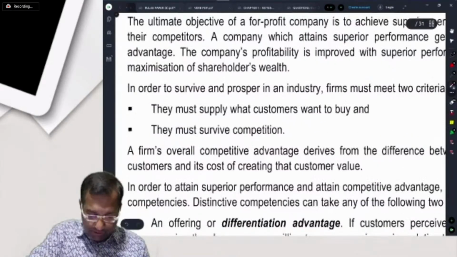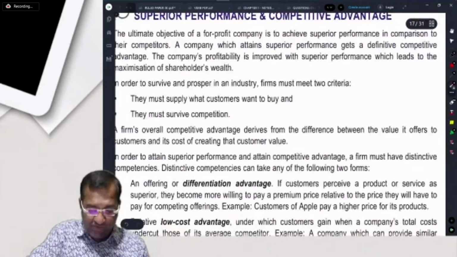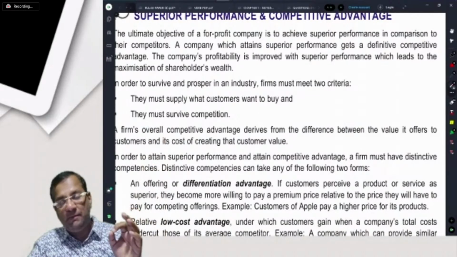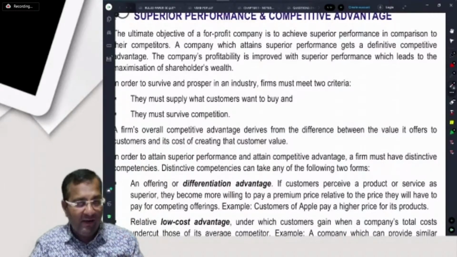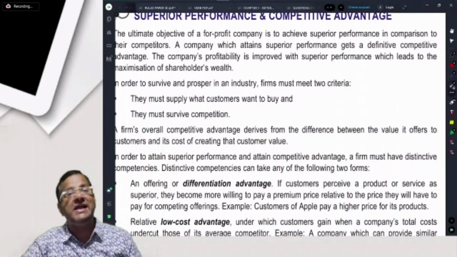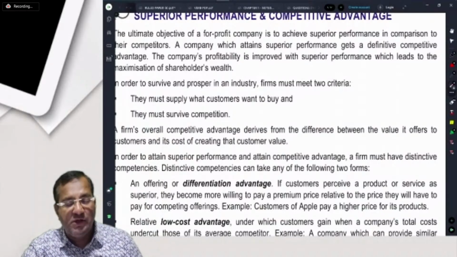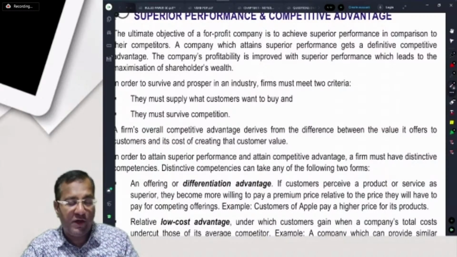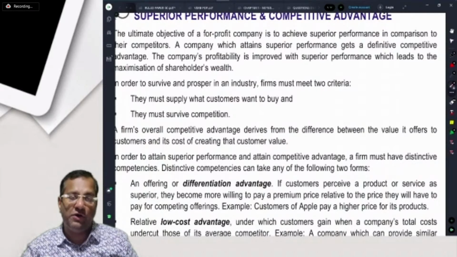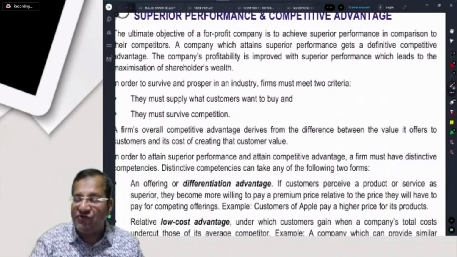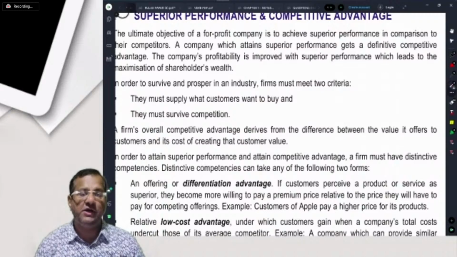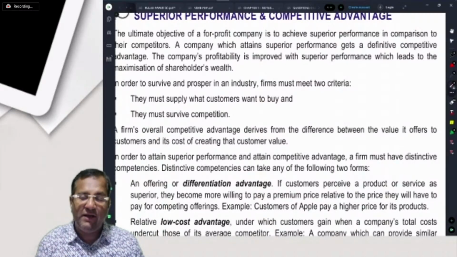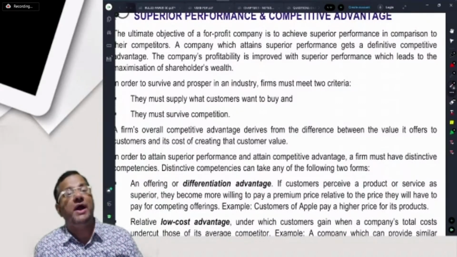Okay, now the heading is superior performance and competitive advantage. So the important word is, what do you mean by competitive advantage? Michael Porter in his book in the year 1985 has provided us 3 generic strategies. I am repeating this word, beta. This is very important because might be in the requirement part, only this hint is available, the generic strategy. So Michael Porter has provided 3 generic strategies through which we can exploit the competitive advantage.